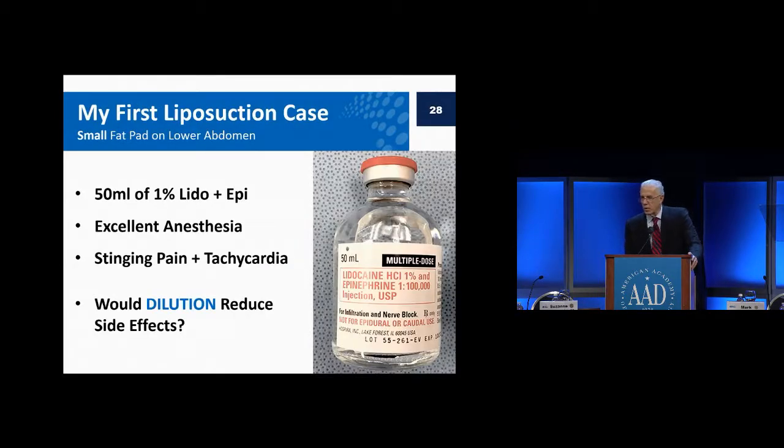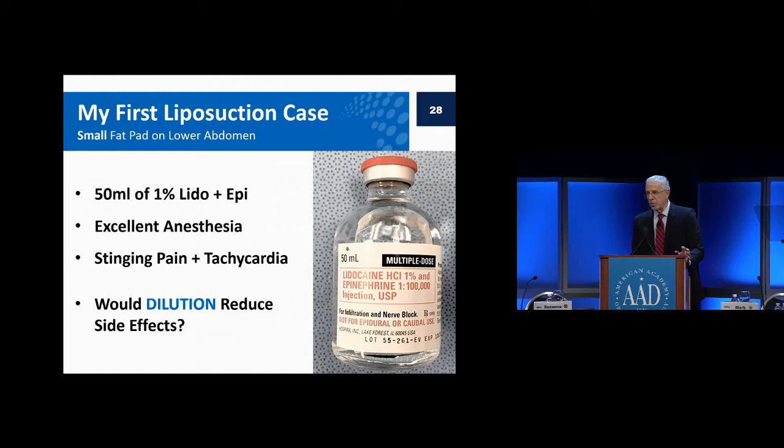So here was my very first case of liposuction. I wasn't going to rock the boat. I used exactly what was told: 50 milliliters of 1% lidocaine with epinephrine. It was for a little collection of fat above the abdominal hysterectomy scar. We used 50 ml, and the anesthesia was excellent.